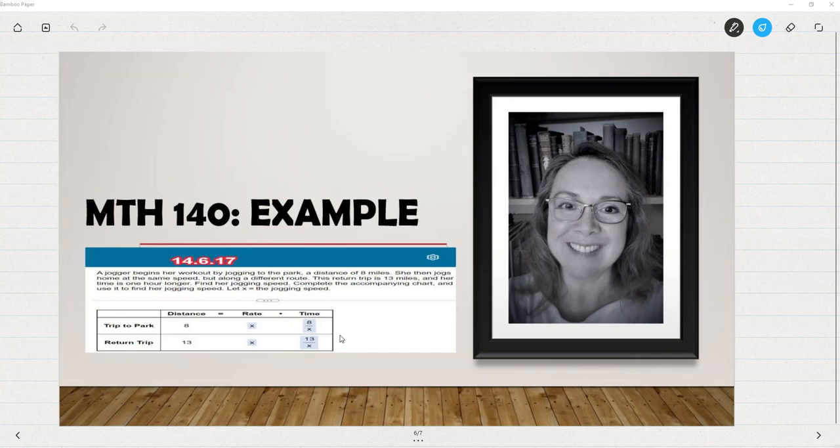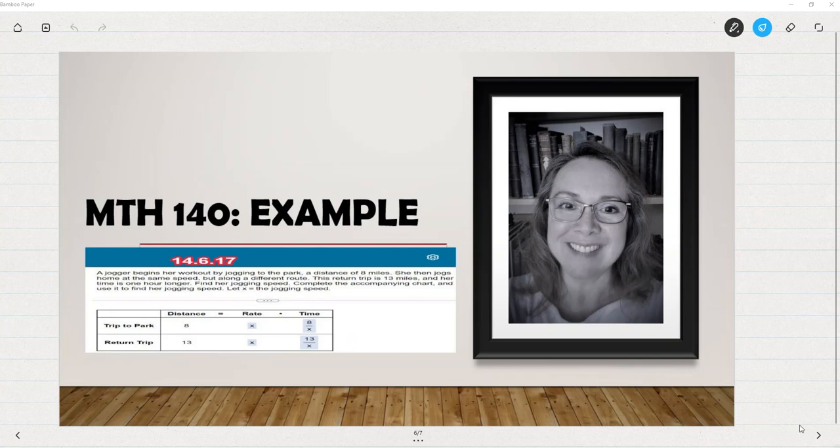Jogger begins her workout by jogging to the park a distance of 8 miles. She then jogs home at the same speed but along a different route. The return trip is 13 miles. Her time is 1 hour longer. Find her jogging speed and complete the accompanying chart and use it to find her jogging speed. Let x equal the jogging speed.